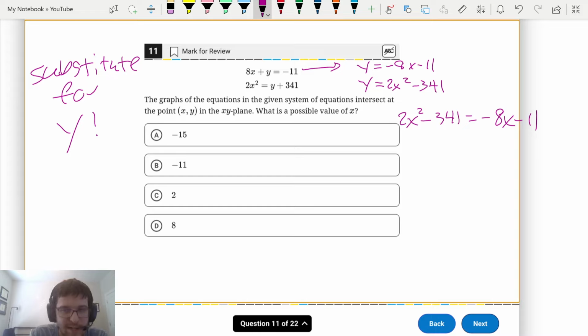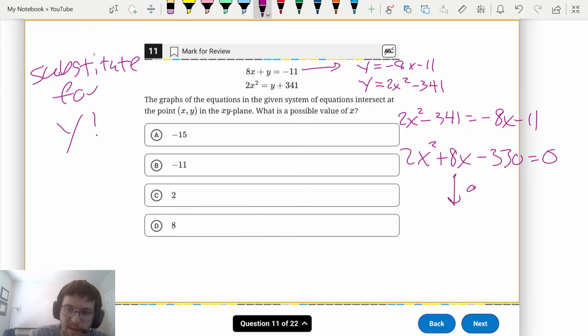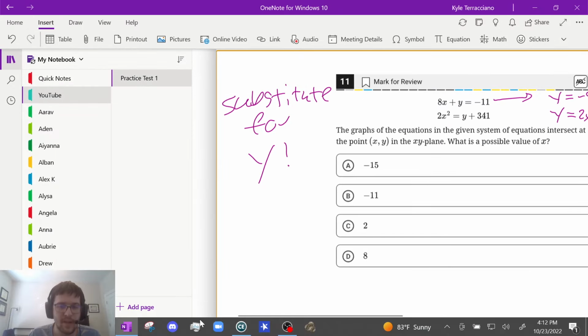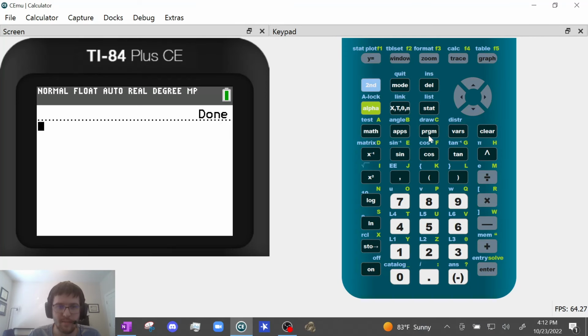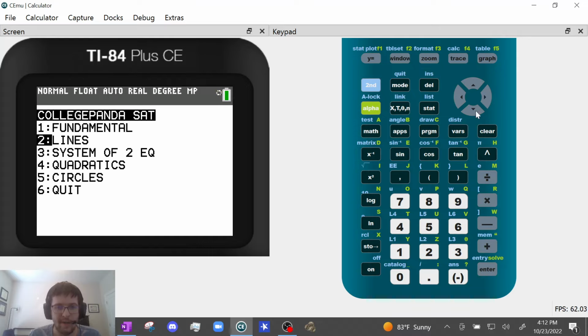Get all the terms to one side, just like any quadratic equation. So we're going to do 2x squared plus 8x, and then negative 341 plus 11, that's negative 330, equal to 0. And I really would not solve this by hand. I would use the graphing calculator. You really should have some quadratic solver on your calculator. The TI-84 Plus CE, you don't even need to install a program. It can already do it natively. I just use the program out of convenience.